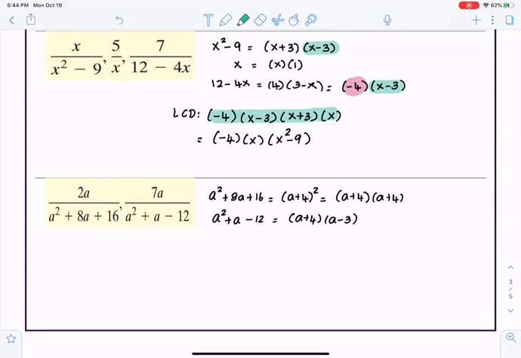We see a plus 4 in both of those terms. So that is in common. So I can write 1 times a plus 4.